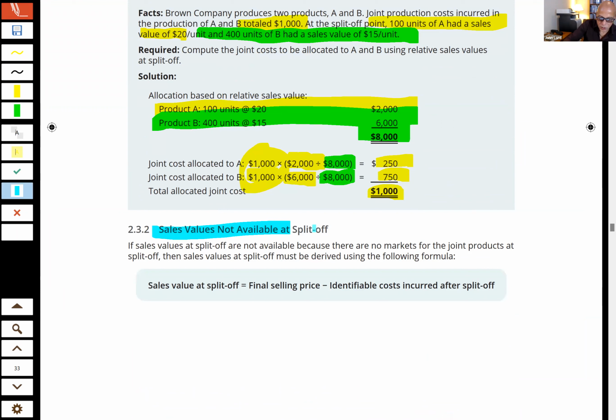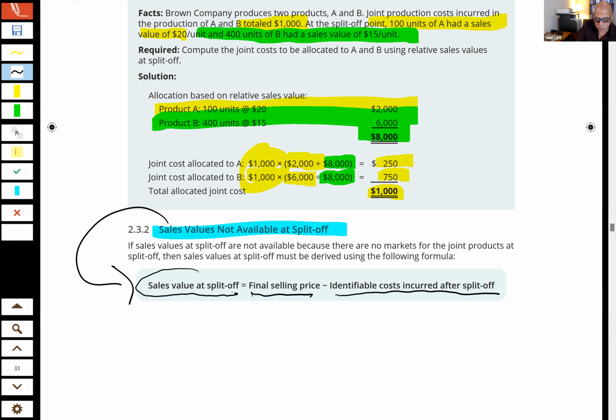Okay, what we're going to need to do is figure out, well, what will it ultimately sell for? What will be its sales value? Ultimately, its final sales price right there. And we subtract any additional costs that we're going to continue to incur as we process this further. That gives you the sales value at split off. And then we'll allocate our cost based on whatever that sales value at split off was. So why don't you go ahead and flashcard that.